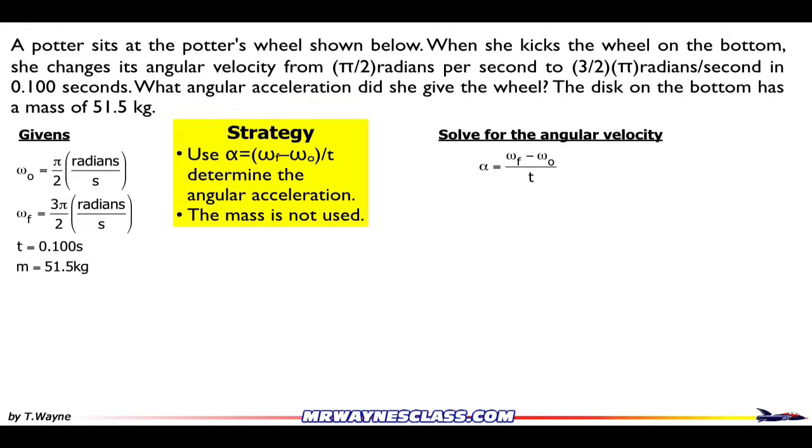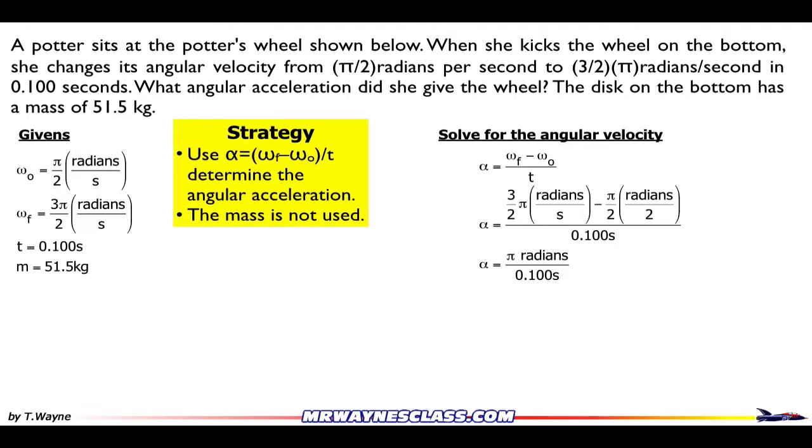There's my equation, alpha being my angular acceleration and omega being my angular velocities. Now I'll put in my numbers with the units and then do a little bit of math, and I get pi radians over 0.1 seconds. So that ends up being 31.4 radians per second squared as the angular acceleration.